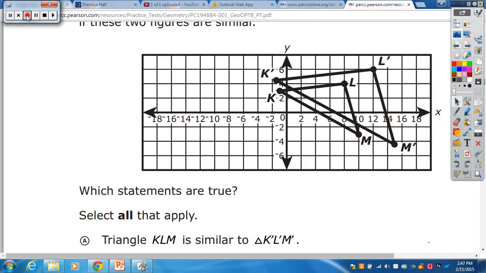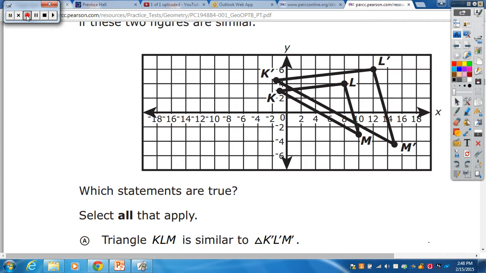Okay, number 5 says this. The triangle KLM is the preimage of triangle K prime, L prime, M prime before a translation or transformation. Determine if these two figures are similar. Which statements are true? Select all that apply.